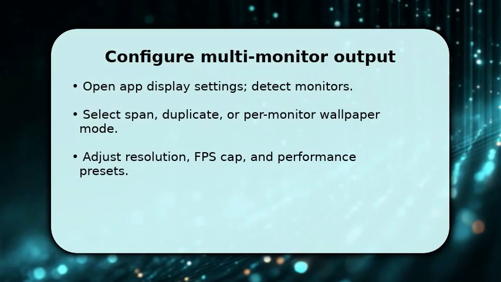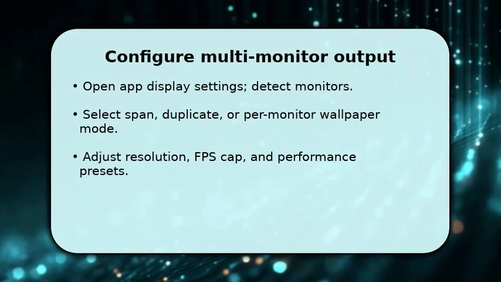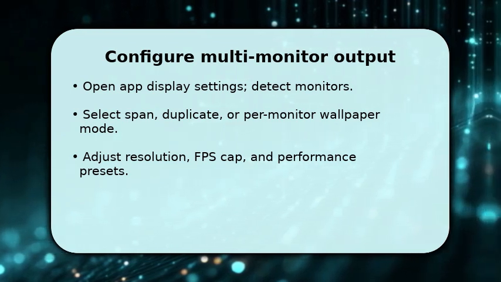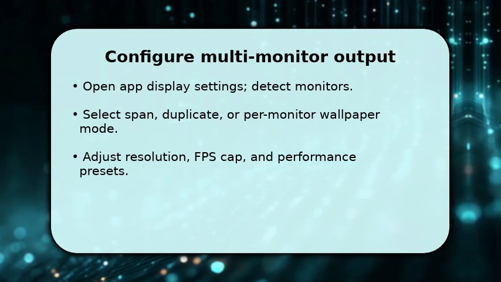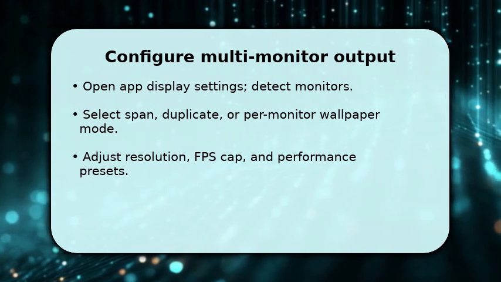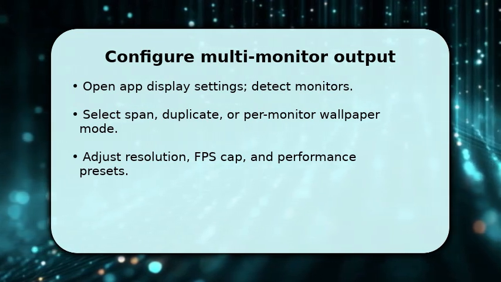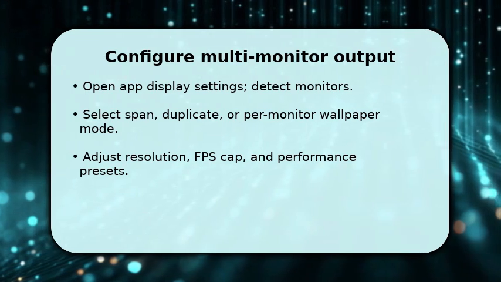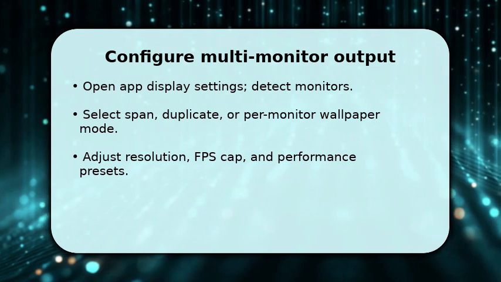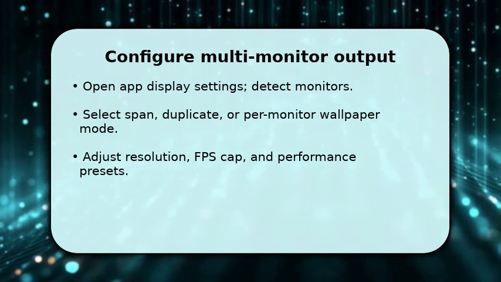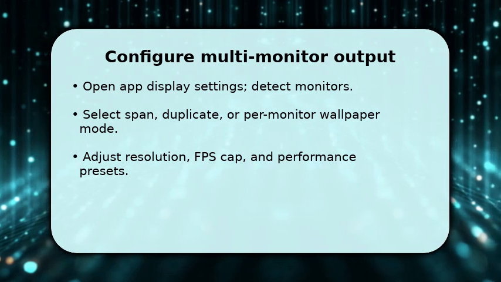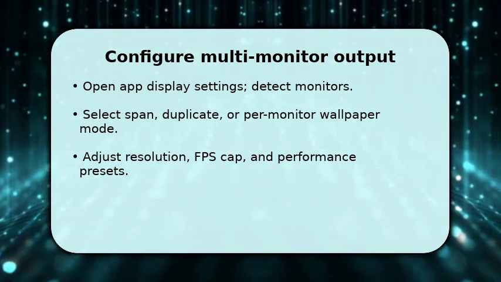You now configure how the wallpaper uses both displays. Open the app's display settings and detect your monitors so the software knows their arrangement. Choose whether to span one animated scene across both screens, run separate wallpapers per monitor, or duplicate the same file. Then set resolution matching each monitor, cap FPS to conserve resources, and pick performance presets if available so you balance visuals and GPU load. Make sure monitor order and orientation match your OS display settings before applying.